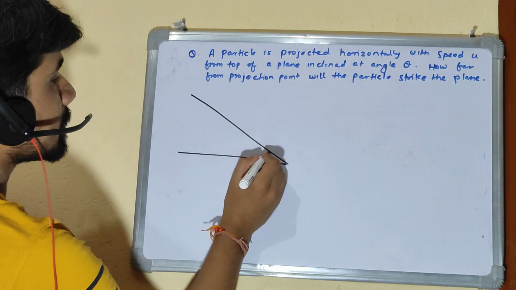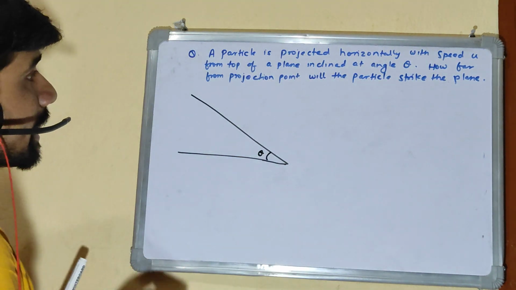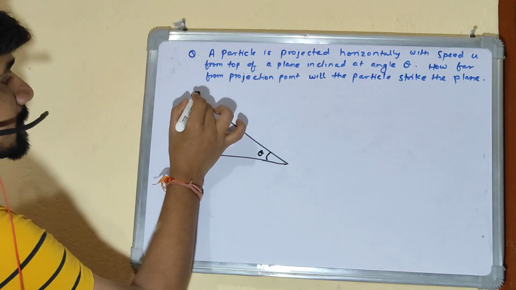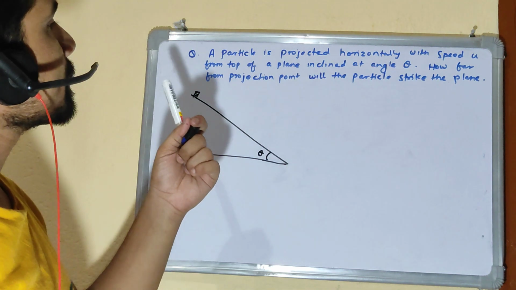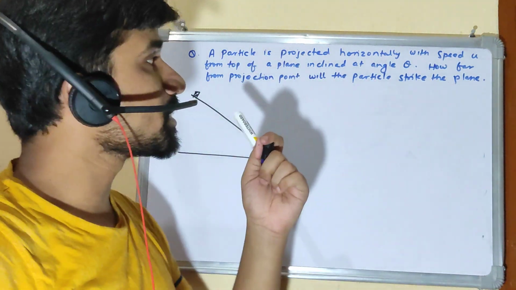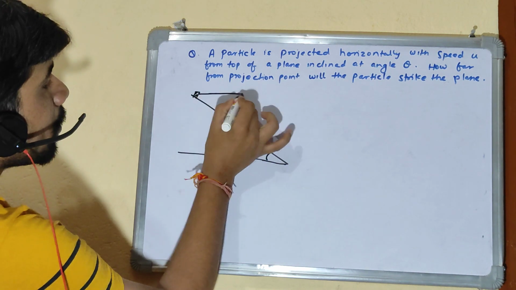This is making some angle theta here. This is making some angle theta. And a particle is, let's say, placed here at this point, right? So it says that this particle is projected horizontally. Now the projection of this particle is horizontal.